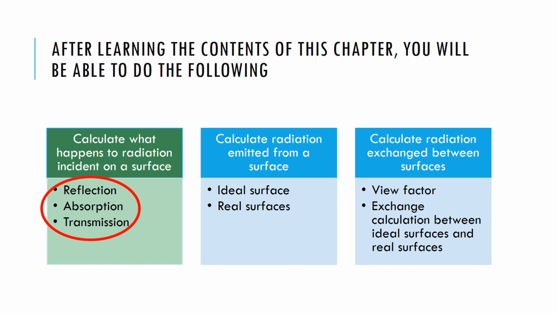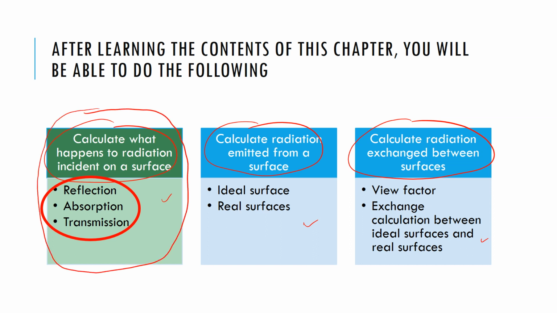There are three main topics: one, what happens to thermal radiation when it's incident on a surface; two, what a surface emits; and three, how two surfaces exchange radiation. So first of all, we're going to talk about what happens to thermal radiation when incident on a surface.